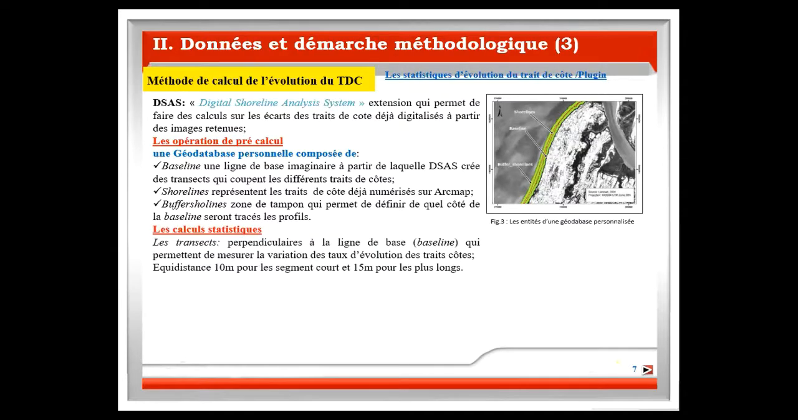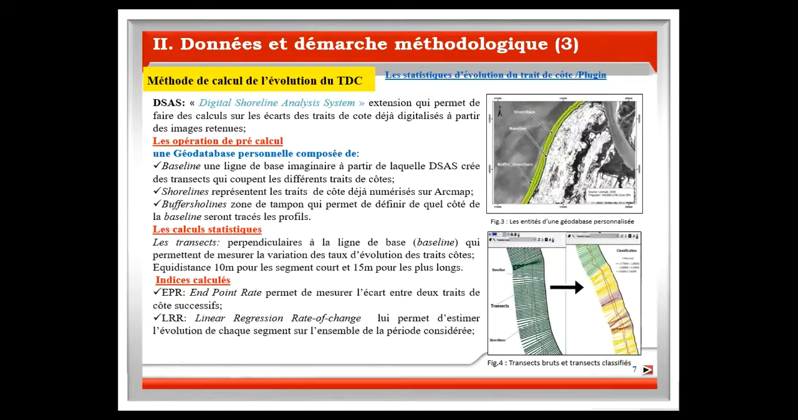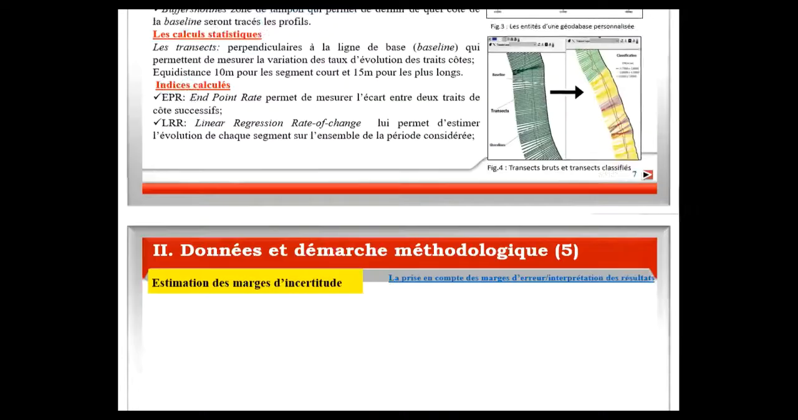Le calcul se fait à partir des transects qui sont perpendiculaires à la ligne de base qu'on a déjà créée et qui permettent de mesurer les écarts entre les traits de côte. Nous avons ici ces transects qui peuvent être bruts et qui peuvent être parfois traités. Au-delà de ça, il faut chercher des indices. Chaque indice a sa pertinence. Par exemple, pour les écarts entre les intervalles intermédiaires, l'EPR est l'indice le plus pertinent. Et pour faire une évolution synthétique de l'année la plus ancienne à l'année la plus récente, nous avons le deuxième indice qui est beaucoup plus pertinent.